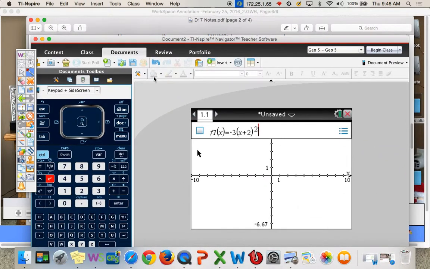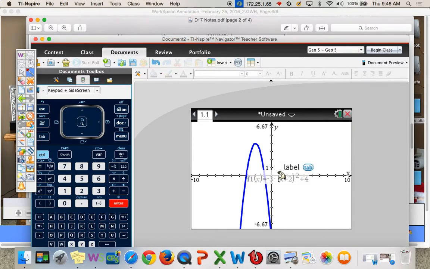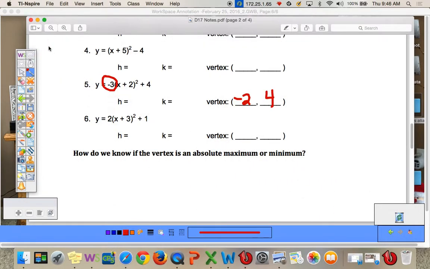And we have our plus 4. So again, you can see it shifts 2 left, up 4, and it's skinnier because of that steeper slope, and it's upside down because of the negative. This one shifts 3 to the left and up 1.